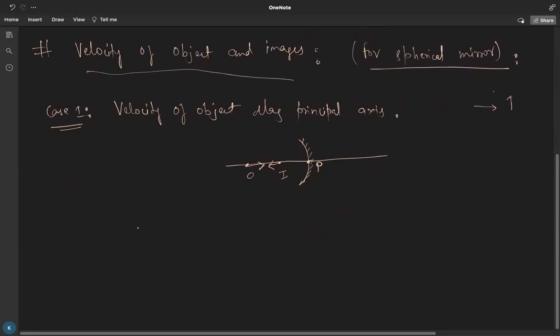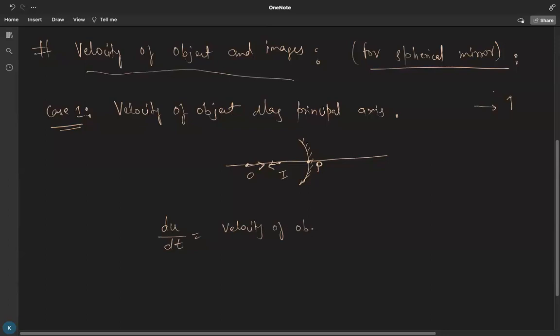Now onward, as you all know, u is representing the distance of object from the pole, and v is representing the distance of image from the pole. As we have to write the velocity, I'm writing here du by dt. So what is du by dt representing? It is representing the velocity of object, since u represents the distance of object from the pole. That's why when we differentiate it with respect to time, we get the velocity of the object, but we are taking it with respect to the mirror.